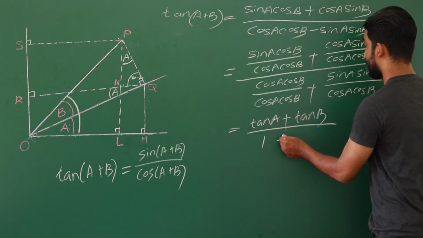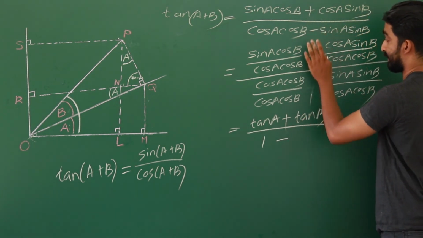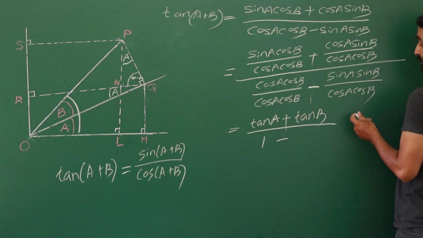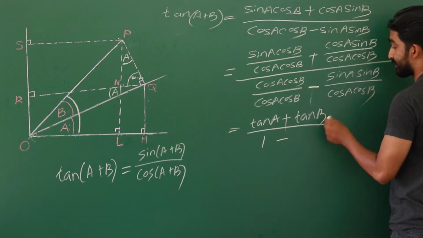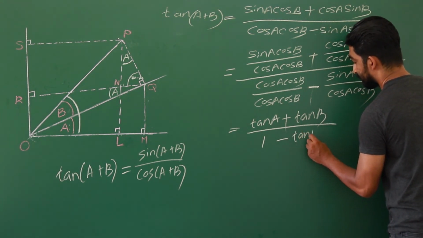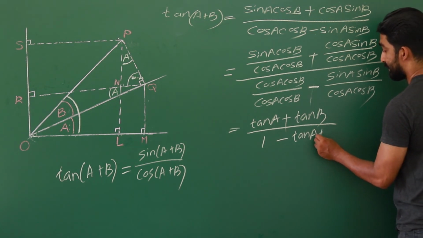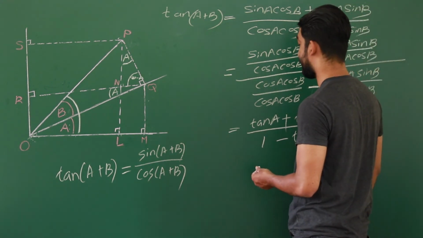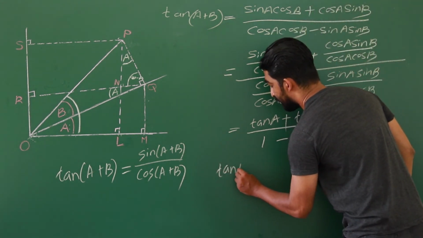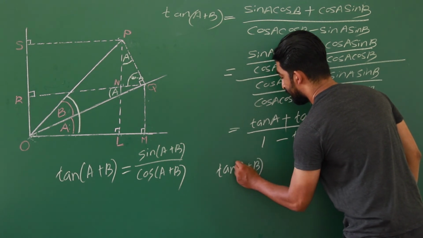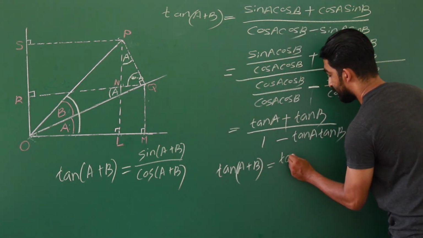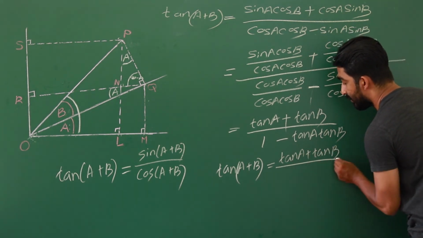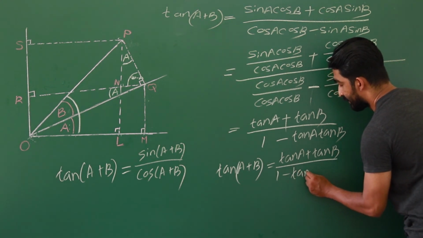And minus, this is minus because the original was minus. Then sin A over cos A is tan A, sin B over cos B is tan B. So we have our trigonometric identity for tan A plus B, which is tan A plus B equals tan A plus tan B over 1 minus tan A tan B.